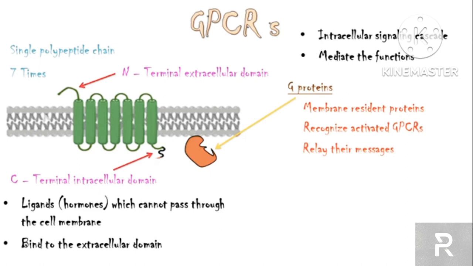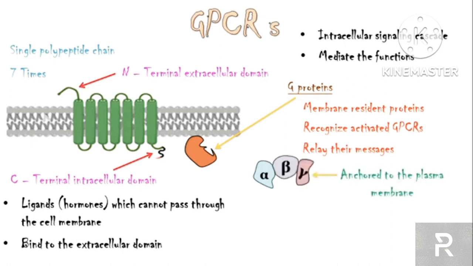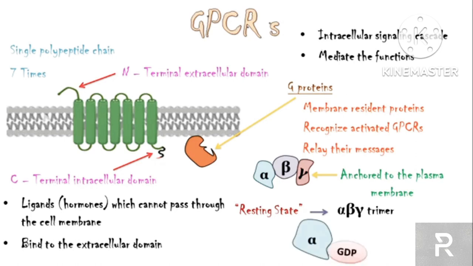G-protein consists of 3 subunits: alpha, beta and gamma. The gamma subunit is anchored to the plasma membrane via a fatty acid chain. In the resting state, G-protein exists as the alpha-beta-gamma trimer, which may or may not be pre-coupled to the receptor. And in the resting state, GDP is bound to the alpha subunit of the G-protein.